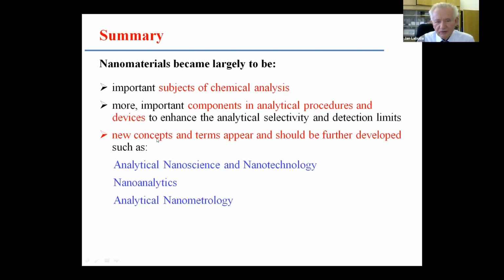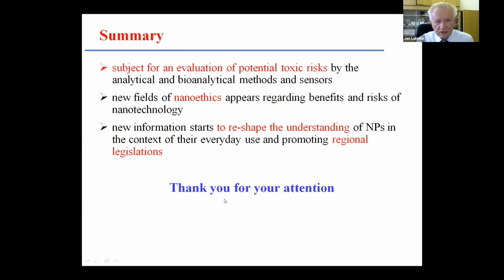In development of analytical chemistry as a science, we see also a strong influence of nanotechnology and nanomaterials. New branches of analytical chemistry appear within last years: analytical nanoscience and analytical nanotechnology, nanoanalytics. I mentioned already analytical nanometrology, production and use of special reference materials and validation procedures.